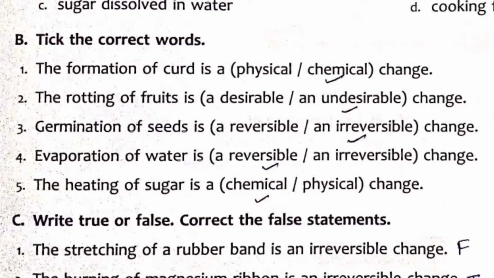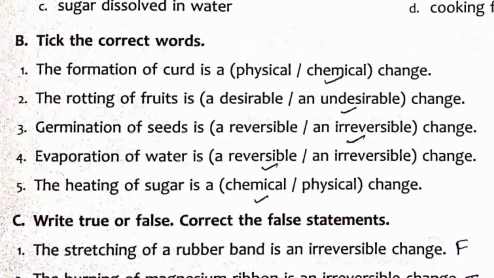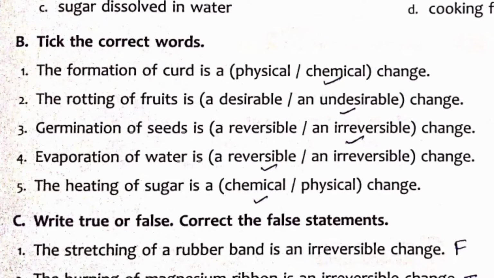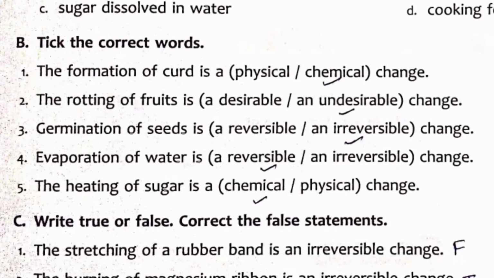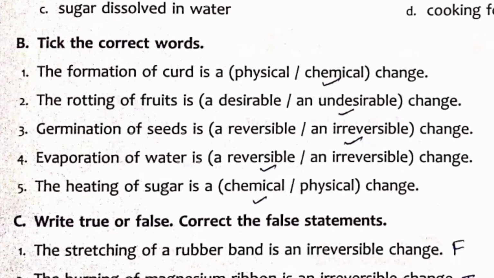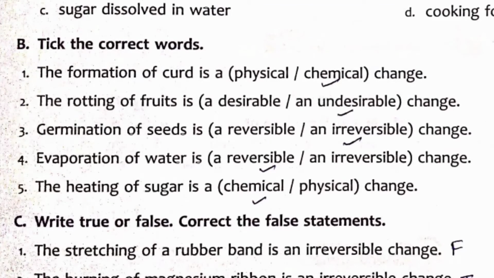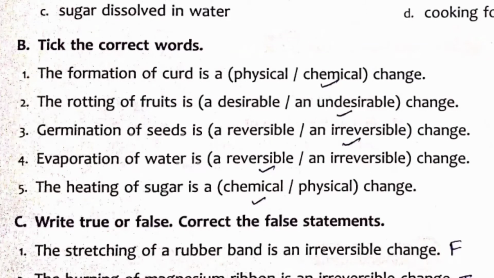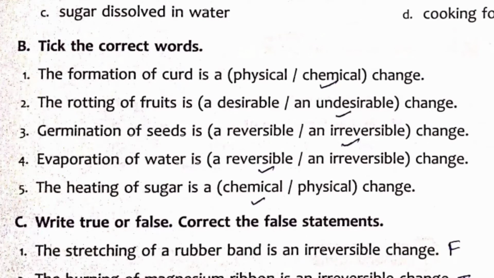Then third number is, germination of seed is an irreversible change. Fourth number, evaporation of water is a reversible change. Fifth number, the heating of sugar is a chemical change. Now C number, write true or false.